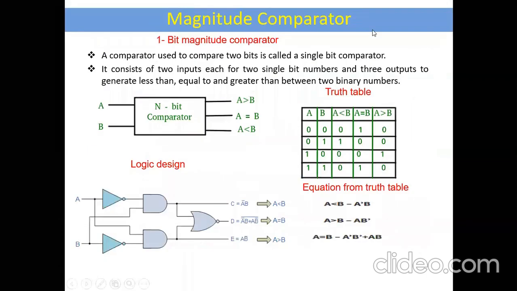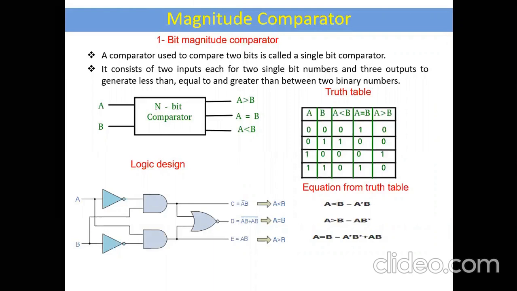Then, the magnitude comparator. We know what a magnitude comparator is. It is a hardware electronic device that takes two numbers as input in binary form. It will determine whether one is greater than, less than, or equal to the other number. It is used in microprocessor and CPU systems. So the magnitude comparator compares two binary numbers.